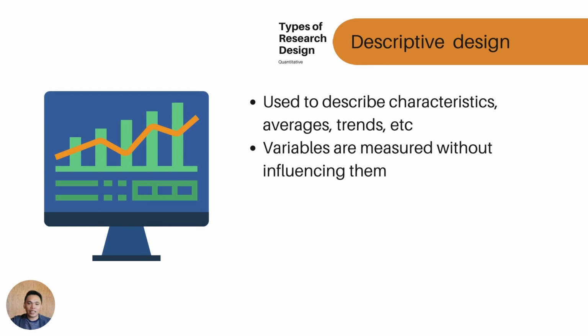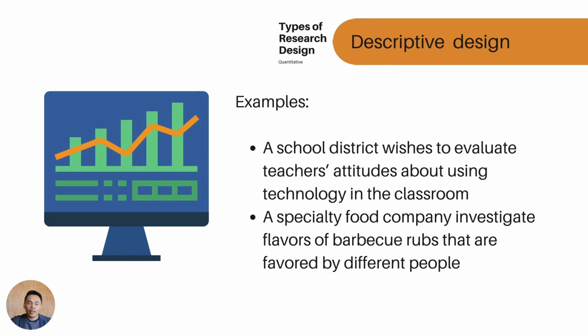The last one is the descriptive design. This design is used to describe characteristics, averages, trends, etc. Variables are measured without influencing them. For example, a school district wishes to evaluate teachers' attitudes about using technology in the classroom, or if you're a specialty food company, you want to investigate flavors of barbecue rubs that are favored by different people.